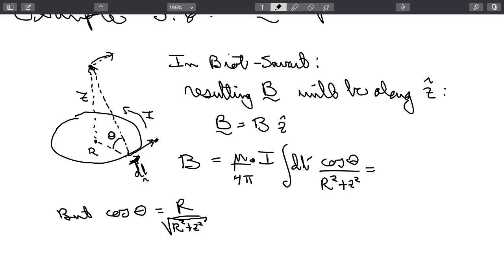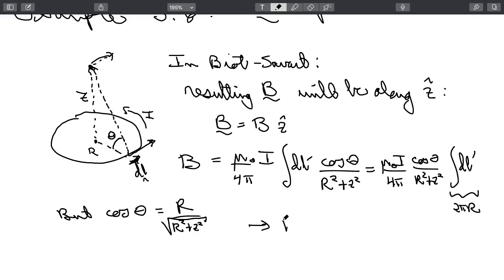This projection is the same for all the angles, so I can take it out of the integral, mu0 I over 4 pi. And now I've got this cos theta over r squared plus z squared. And now the integral of dl prime is just the circumference of this circle, which is 2 pi r. So in total, B is equal to mu0 I over 2, mu0 I times 2 pi r over 4 pi, and then I've got r over the distance, r squared plus z squared to the power 3/2.